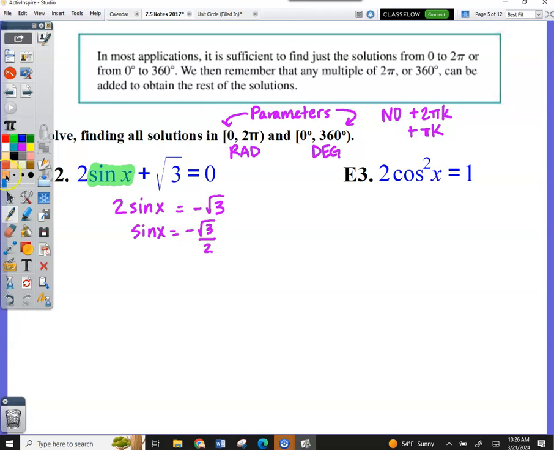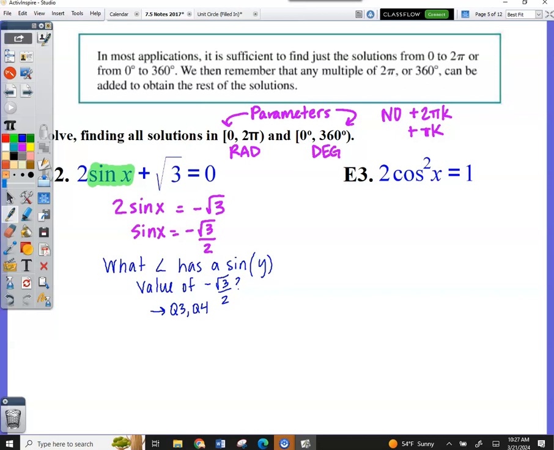Okay, once again, I'm writing what you would ask yourself to try to train you to know what exactly this means. It means what angle has a sine, which means y value, of negative root 3 over 2. Well, think, where is y negative? Where all is y negative? Quadrant 3 and 4. So that is telling you where to look for your answer.